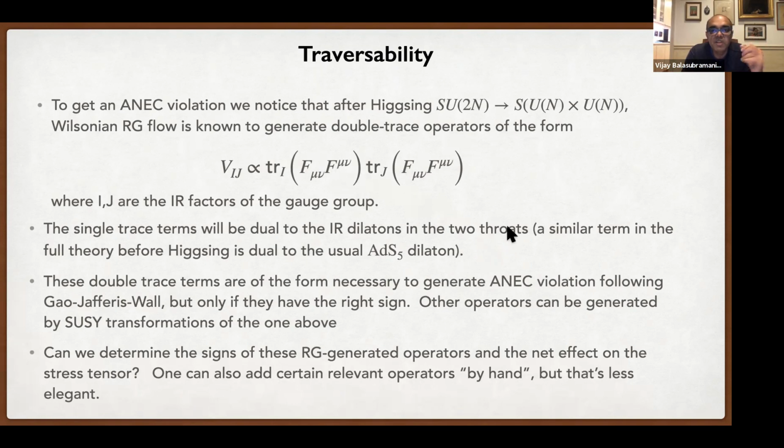So these double trace terms are of the right form necessary to generate this ANEC violation following Gao-Jafferis-Wall, but only if they have the correct sign. It should also be said that other operators can be generated that are partners of this by doing supersymmetry transformations. So what we don't know is what the signs of these RG generated operators are, and the net effect that the set of all these operators has in the stress tensor. And that would be interesting to understand. One could also add these kinds of operators or other relevant operators by hand, like one does in the Gao-Jafferis-Wall protocol, but that's less elegant. It would be nicer if you could generate these terms automatically from the RG flow. But I don't know if that's the case, but it'd be interesting to understand.